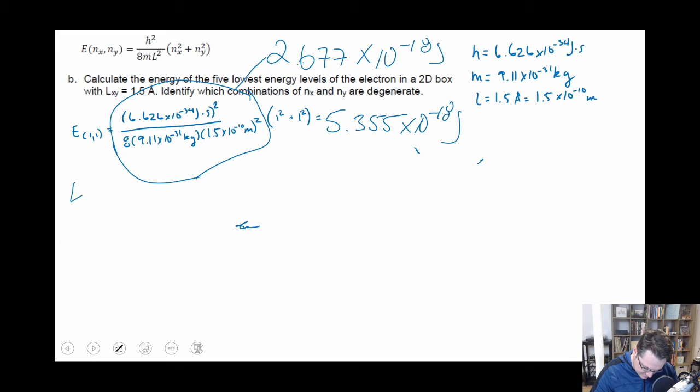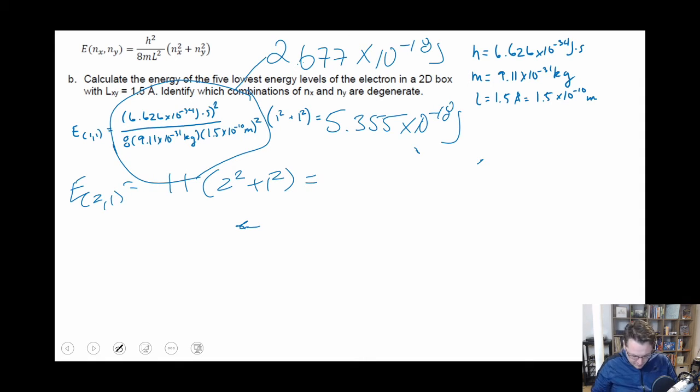E21, right? So now the nx value is equal to 2, the ny value is still equal to 1, and we plug all of that in. We just take the value we already calculated for that first constant. We don't have to go through the whole process of plugging it all in again, because we don't want to make that mistake. I can just use that 2.677 times 10 to the negative 18 joules and multiply it by 2 squared plus 1 squared in this case.